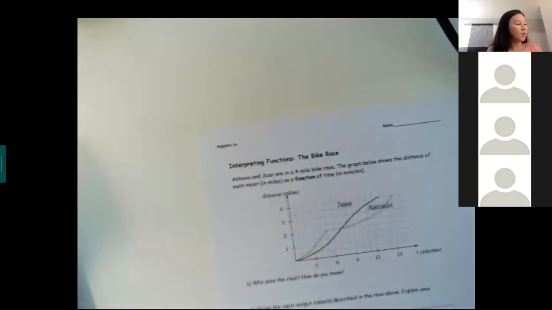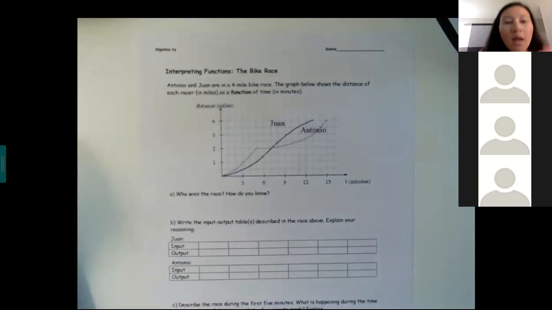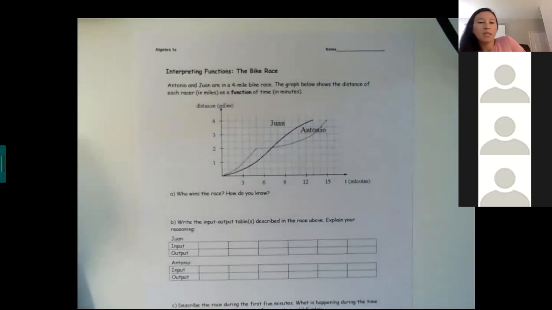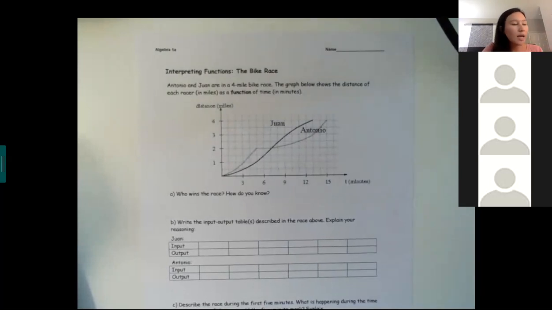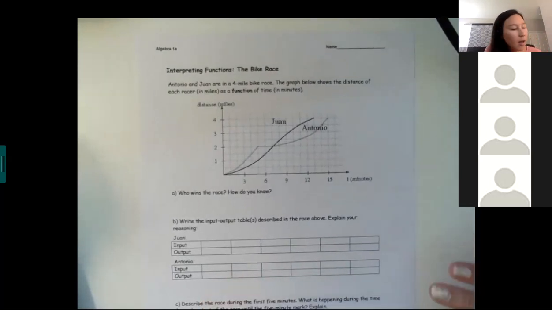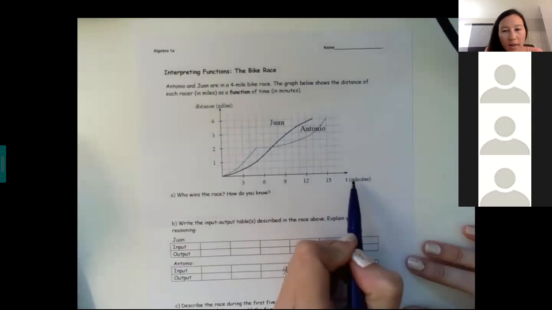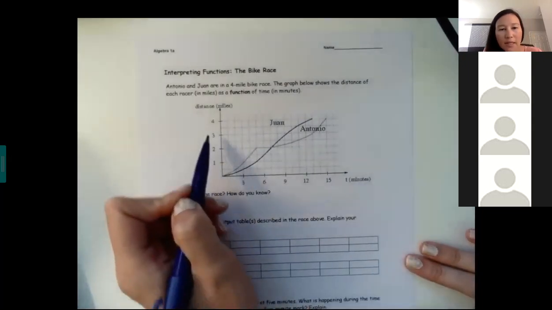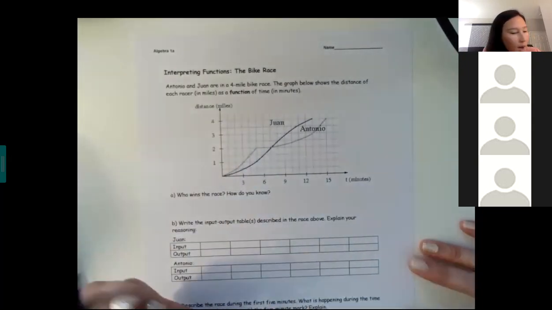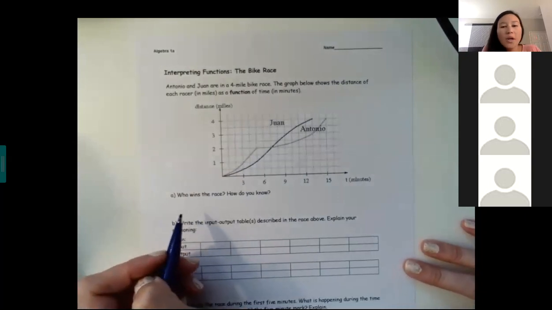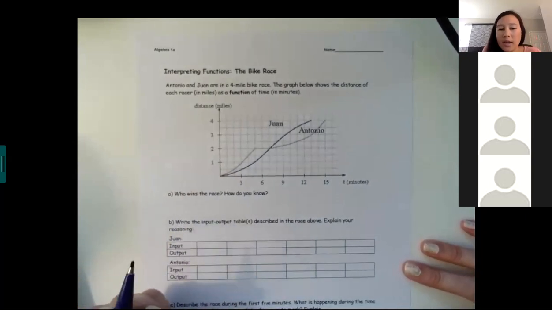Okay, so I had already written in the one in my workbook, so here's a blank copy for us. Antonio and Juan are in a 4-mile bike race. The graph below shows the distance of each racer in miles as a function of time. We have the time here on the x-axis, and the distance in miles on the y-axis. So we're going to be reading this graph.